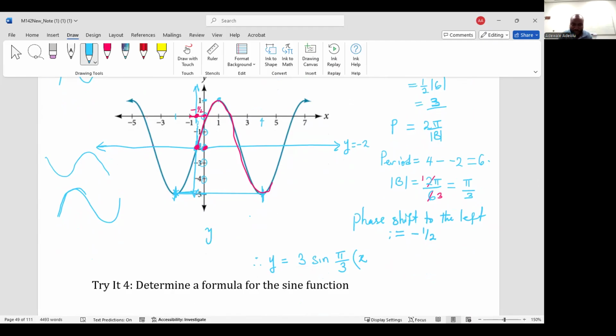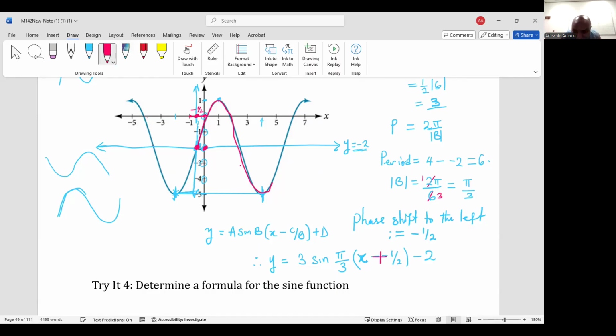I have it here from the formula. Let me rewrite the formula here. y equals A sine B into x minus C over B plus D. This should be in your head. Okay, so x minus, there is a phase shift as we found it to be -half. So minus -half. And our D, we found our D to be -2. So -2. Definitely here now becomes plus. So we have it.